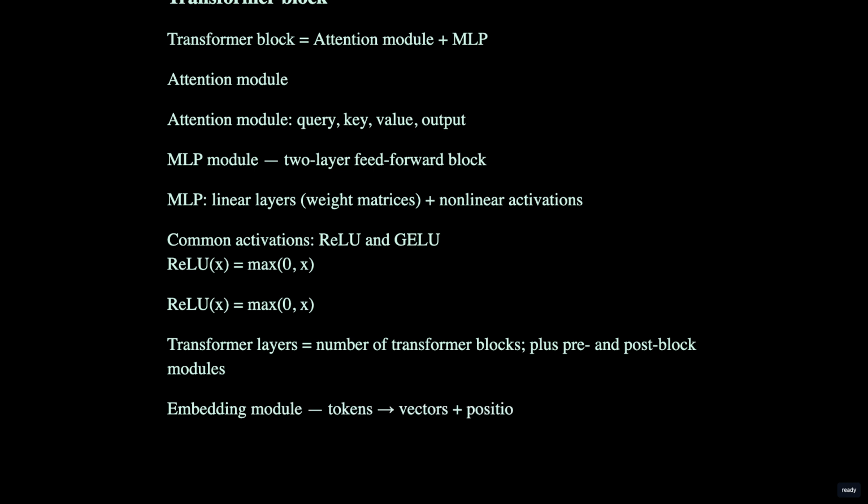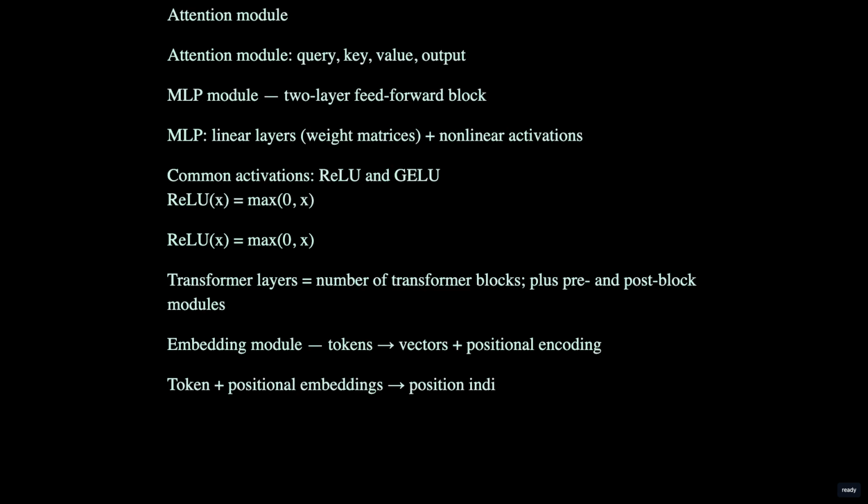This module turns discrete tokens into continuous vectors that the transformer can process. It typically includes learned token embeddings, a projection to the model dimension, and positional encodings so the network can reason about token order before the transformer blocks.